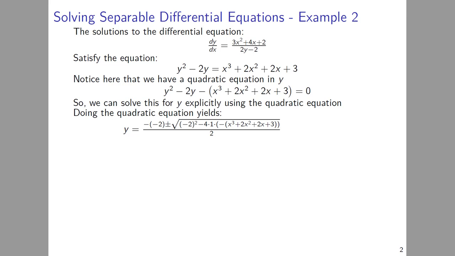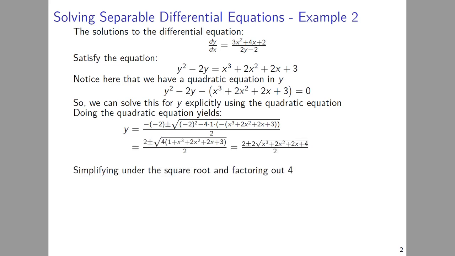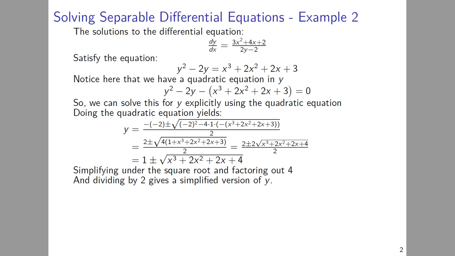And while it's a little bit messy, we can clean it up a bit. If we simplify under the square root by doing negative 2 squared and factoring out the 4, we'll have 2 plus or minus the square root of 4 times (1 plus x cubed plus 2x squared plus 2x plus 3), all over 2. And bringing the 4 outside of the square root, as the square root of 4 equals 2, we'll have 2 plus or minus 2 times the square root of x cubed plus 2x squared plus 2x plus 4, all over 2. And when we do that division by 2, we'll be left with 1 plus or minus the square root of x cubed plus 2x squared plus 2x plus 4.